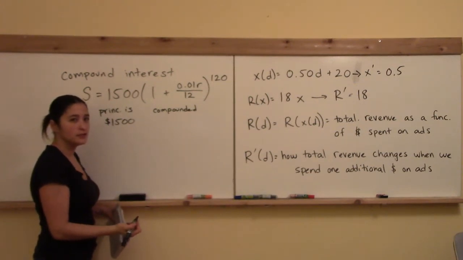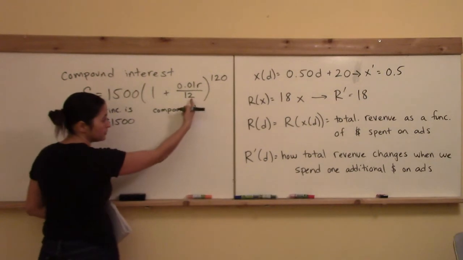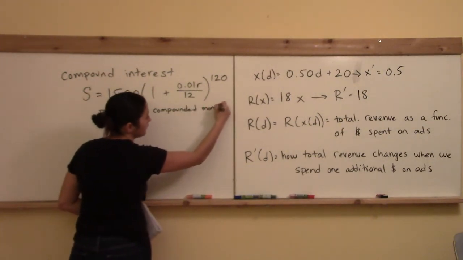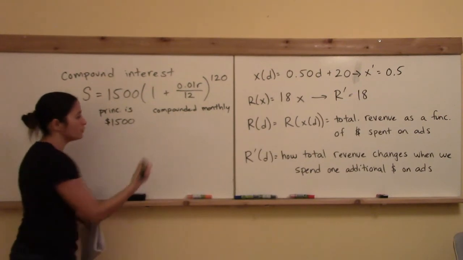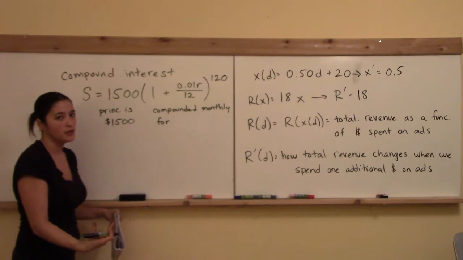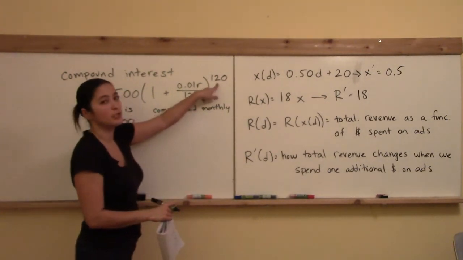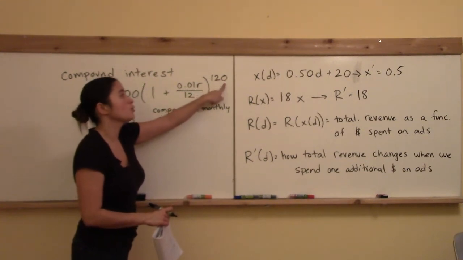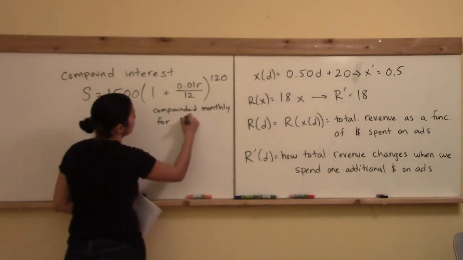Compounded yearly, monthly, quarterly? Monthly. It's compounded monthly because you see it's getting divided by 12 right there, right? And for how long was it left in the account? For how many years, let's say? Well, if it was compounded monthly, then the number of compounding periods appears up here, which is 120, but that's 120 months, which is 10 years. So it's for 10 years.